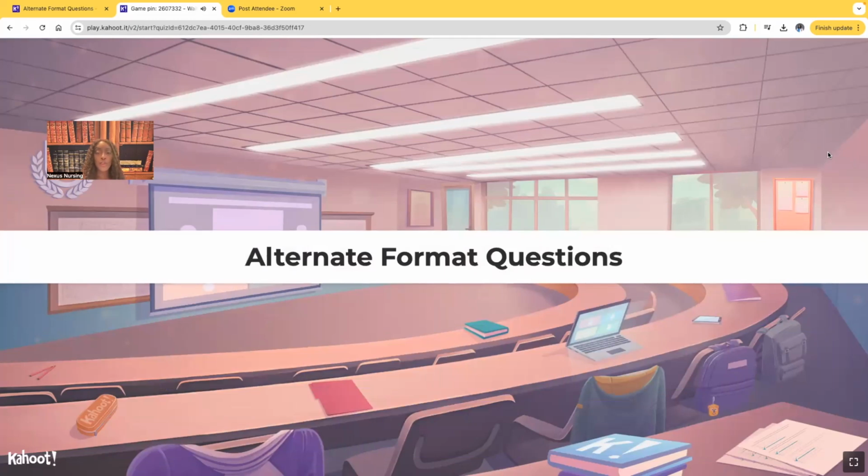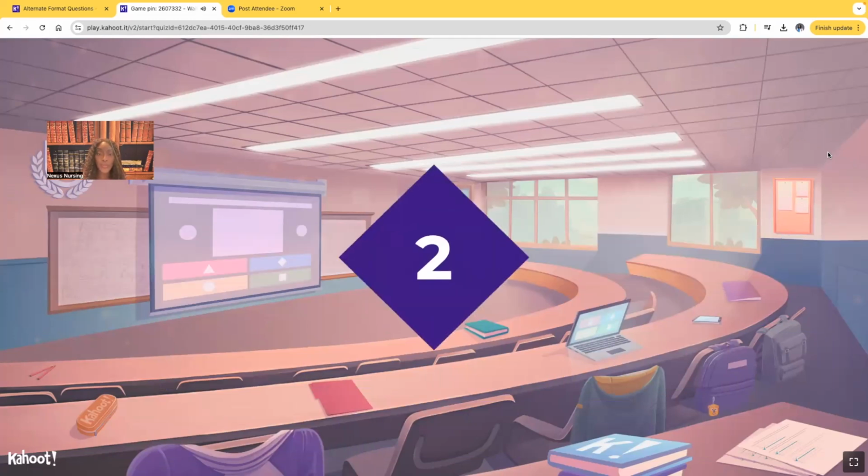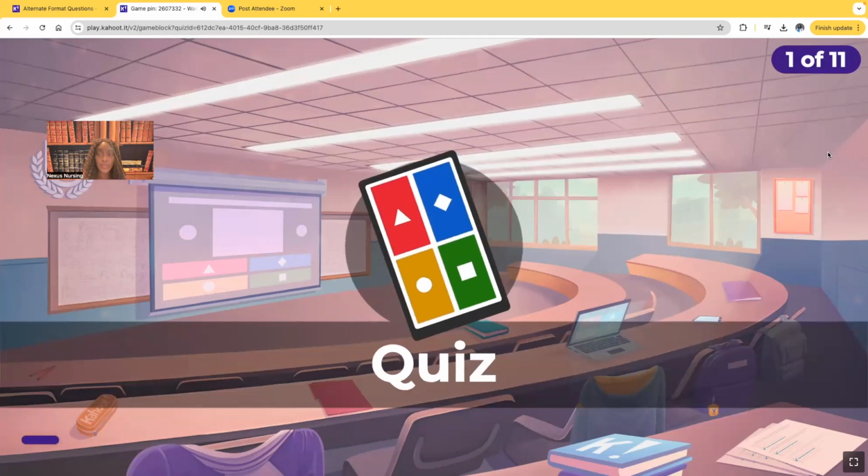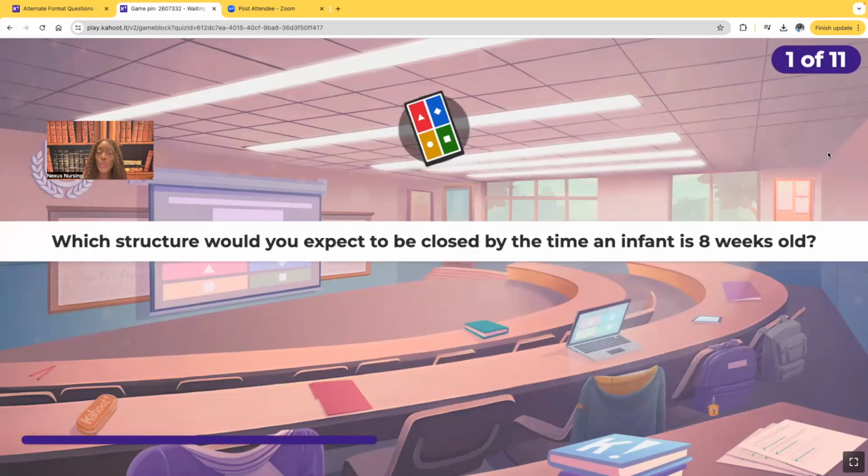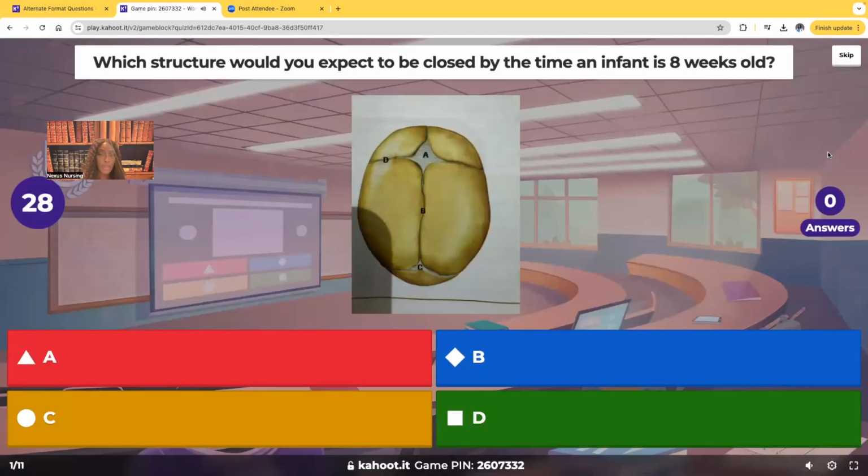All right, alternate format questions. Question number 1. Which structure would you expect to be closed by the time the infant is 8 weeks old? And this is a structure, okay? So would it be A, B, C, or D? A is the anterior fontanel, and C is the posterior fontanel. So I just gave you a hint.